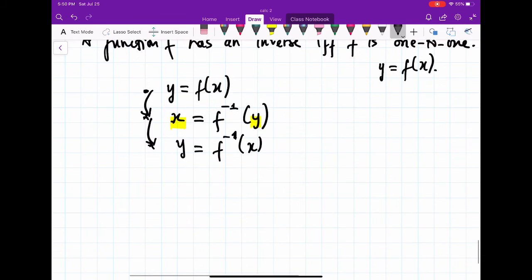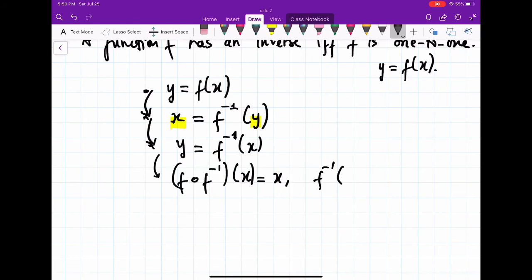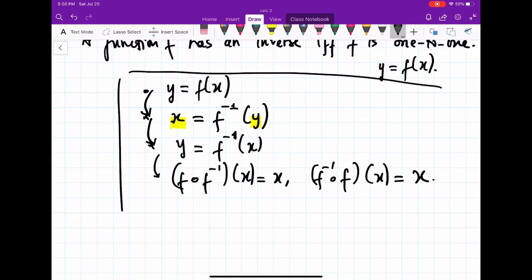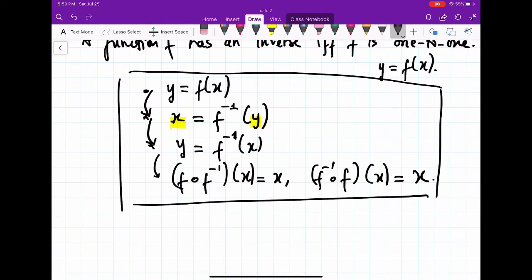And of course, you need to verify the condition: f composite with f to the negative 1 of x equals x, and f negative 1 composite with f is also equal to x. So after all these steps, you are good. Make sense? All right, let's consider one more example before we finish this video.